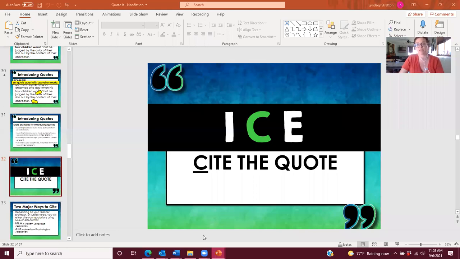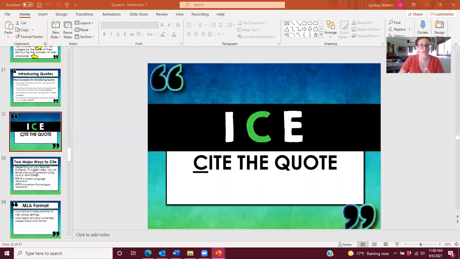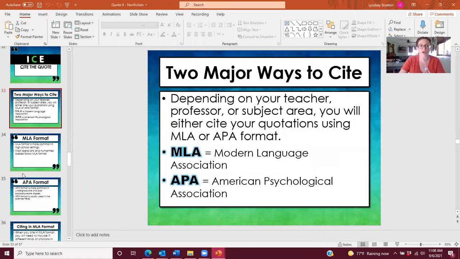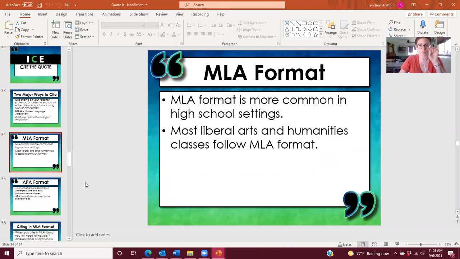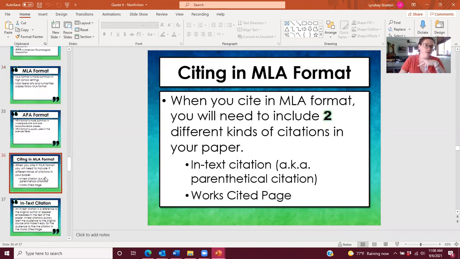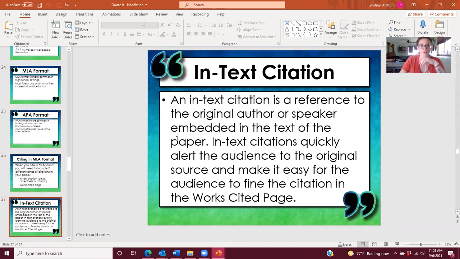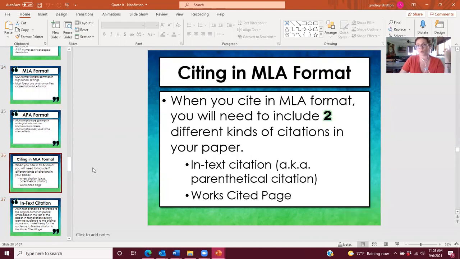Okay, so now we are going to cite it. We already kind of went over this. There are a few different ways to cite, MLA or APA. We are using MLA for English class, okay? This is also used in high school for the majority of the time. So you have an in-text citation and your works cited page.